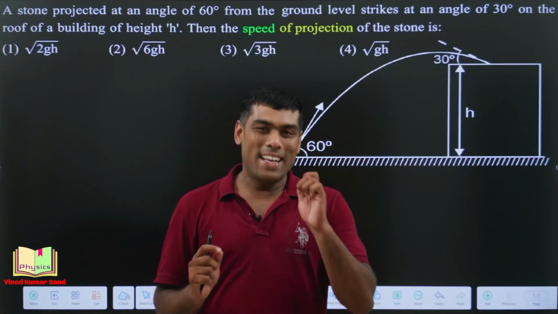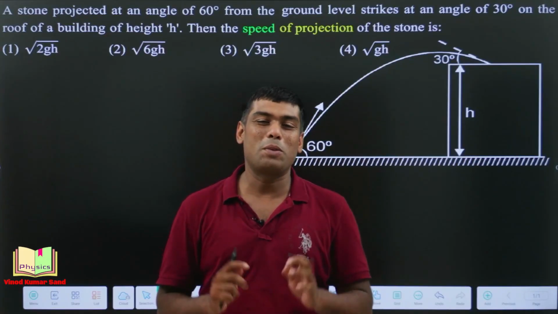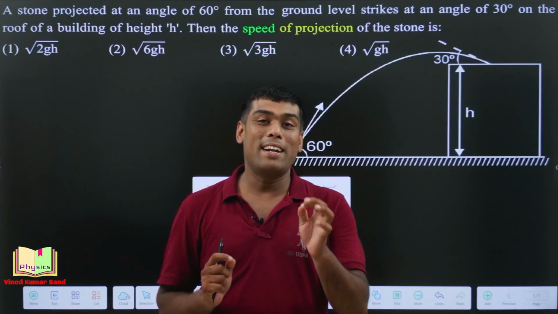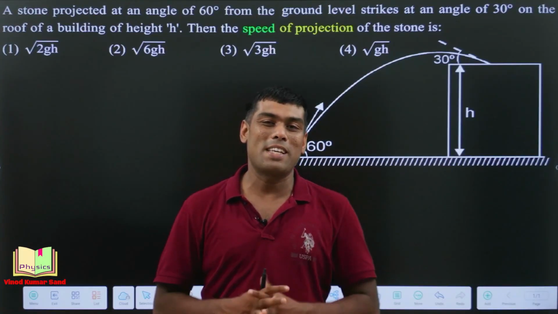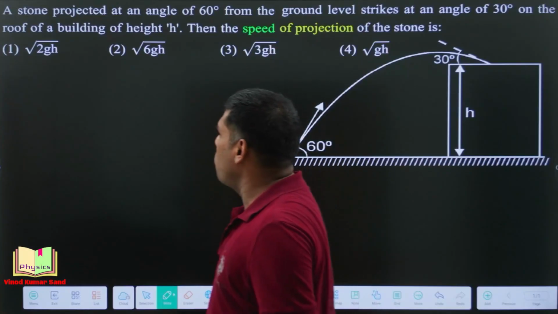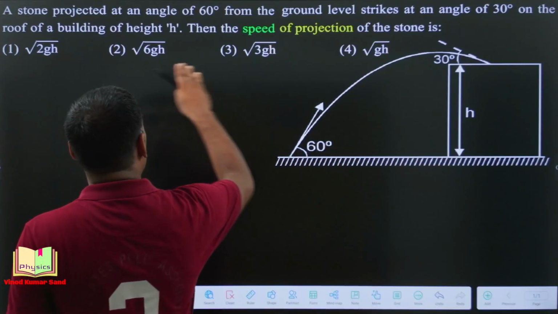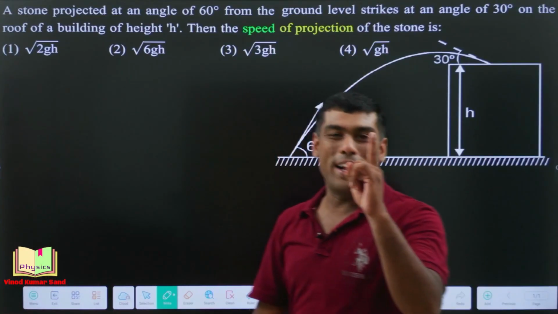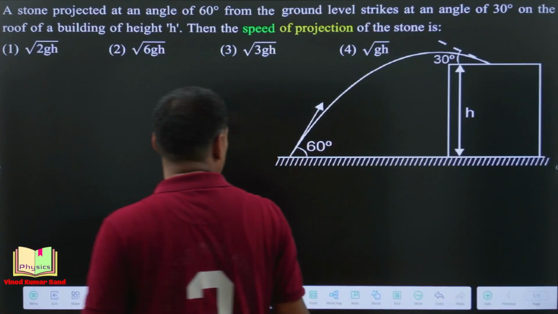Hello everyone. Here we have a beautiful question of projectile motion and we will be solving it using the work kinetic energy theorem. That is the fastest method for this problem, and out of four choices only one is correct. So let's have a look at the problem.